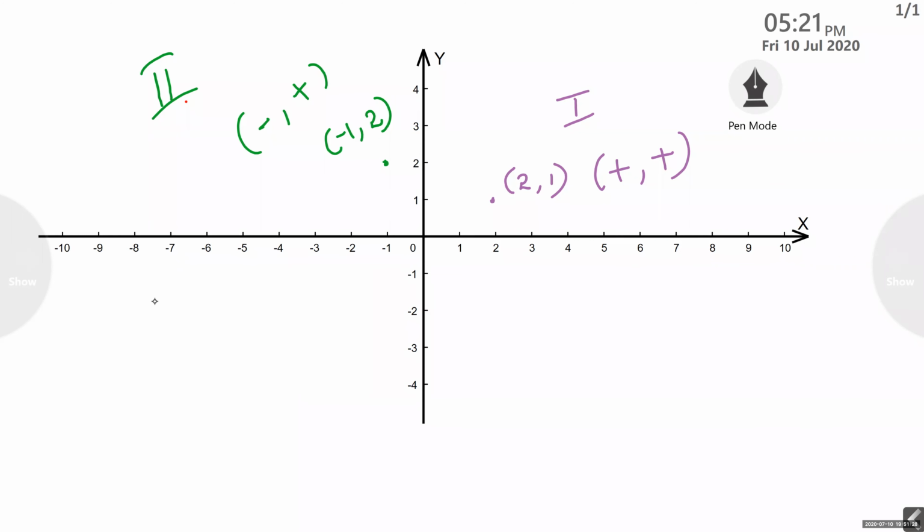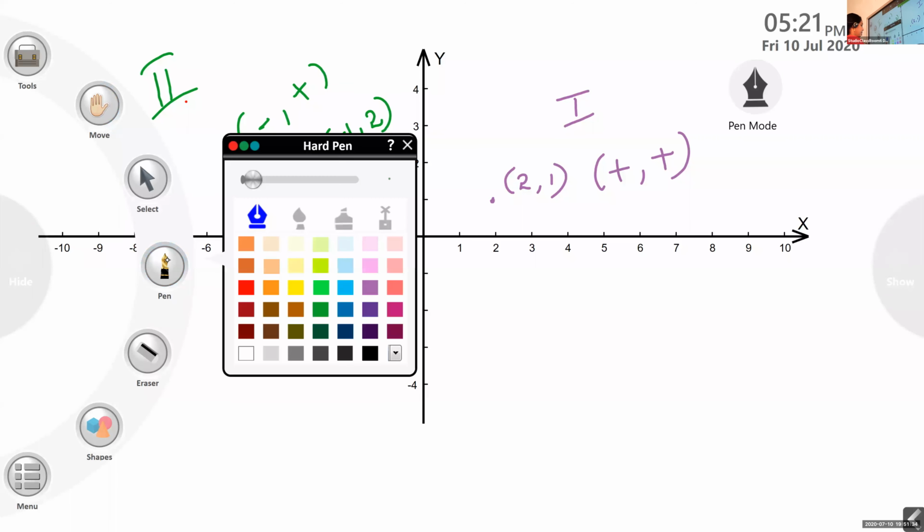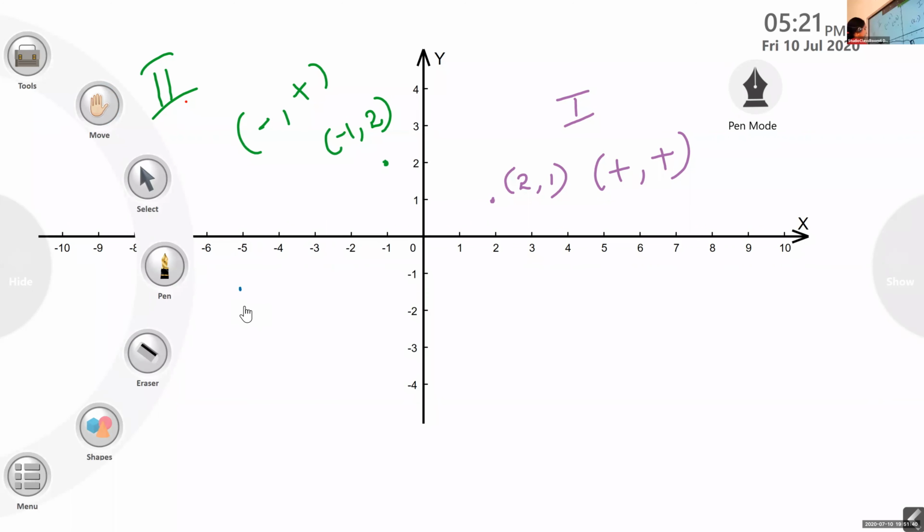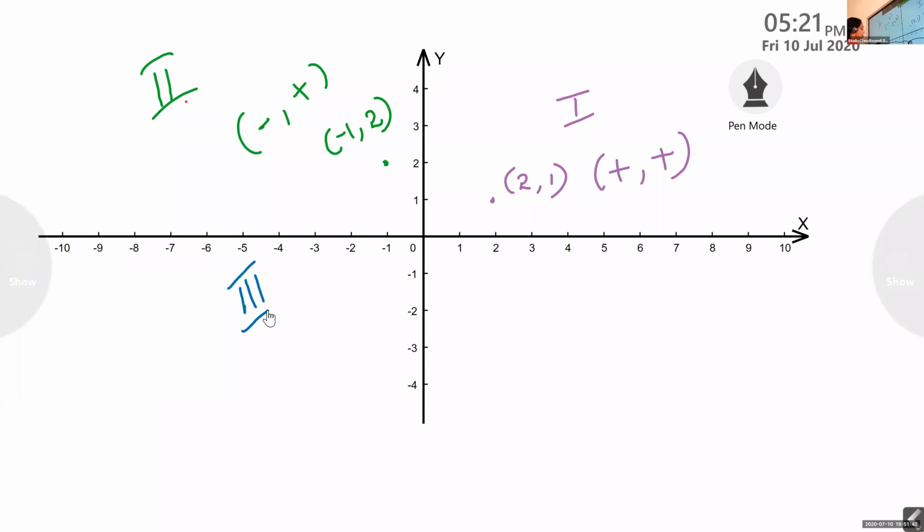Is it clear now? Yes, ma'am. So negative and positive. Now we'll move to the third quadrant. Okay, third quadrant. I'll give one point here.